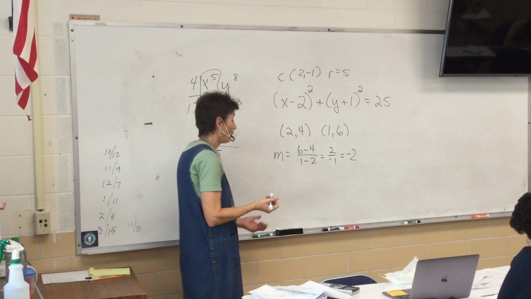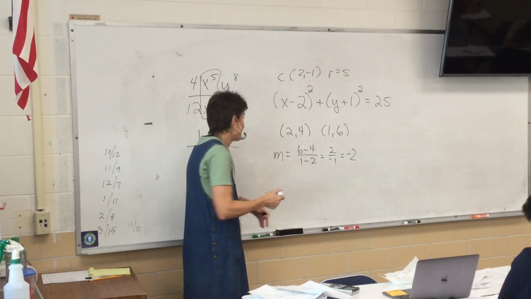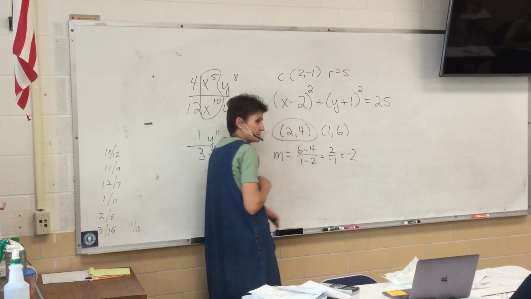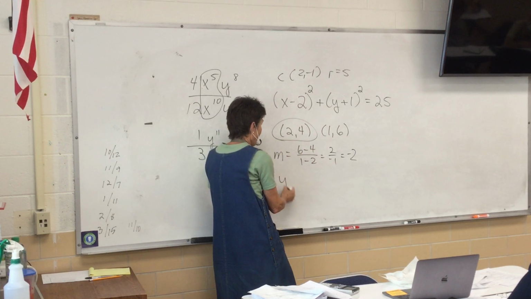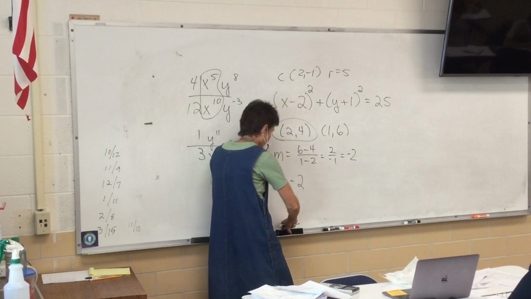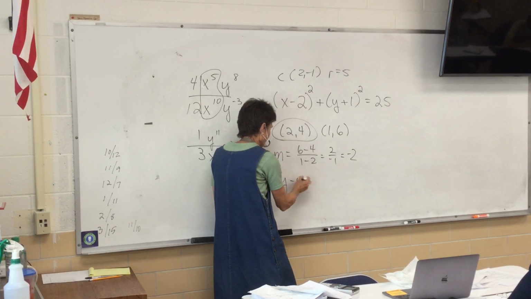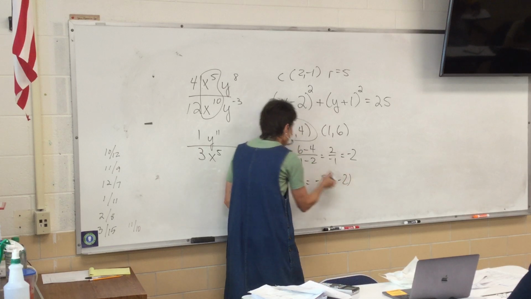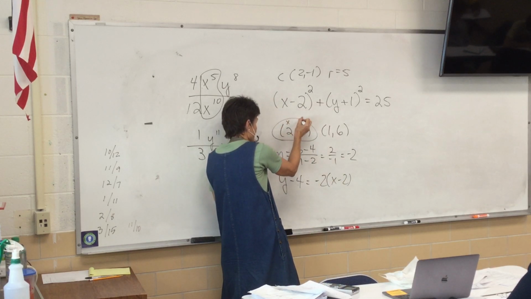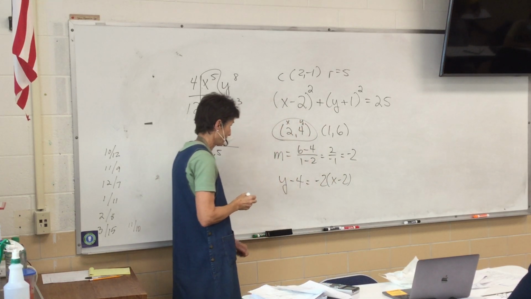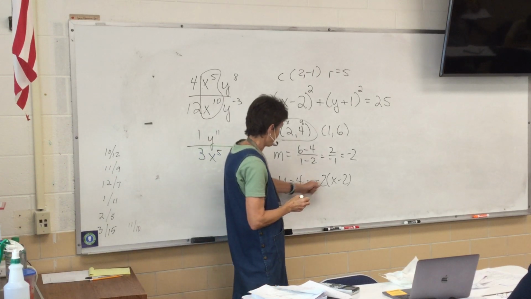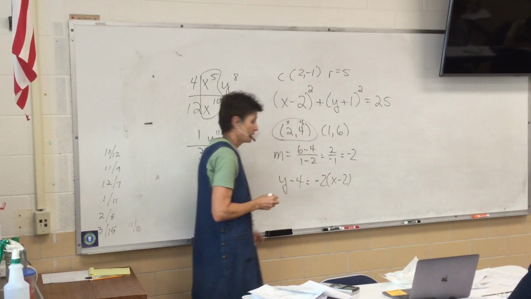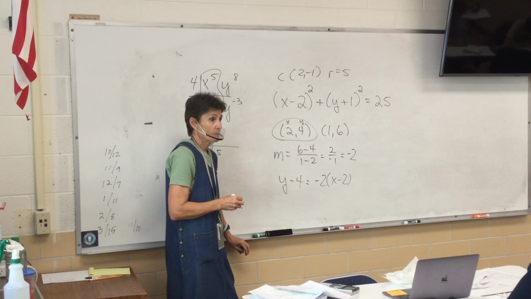So then we pick a point. It makes no difference. I'll just use this one first. So y minus 4 equals -2, x minus 2. I almost slipped up there. This is x, this is y. So y minus 4 equals -2, x minus 2.